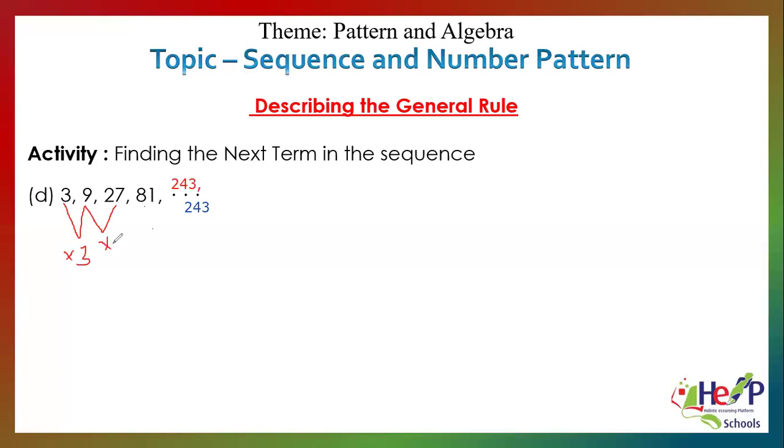So when you multiply 3 by 3, you get 9. And when you multiply 9 by 3, you get 27. So to get 81, you must have multiplied 27 times 3. And definitely, you have to multiply 81 times 3 to give us the answer 243 over there.